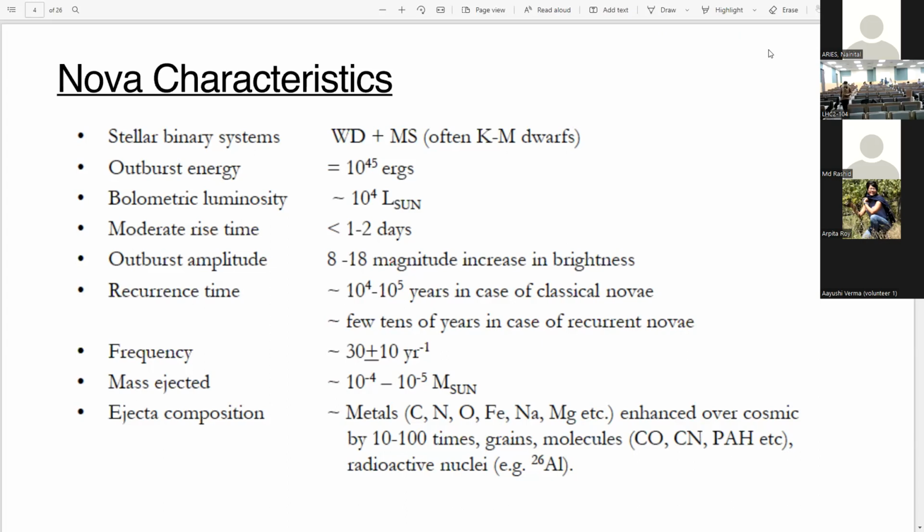Hi Ruchi, I just want to ask, what is the role of the magnetic field of the white dwarf in accreting matter from the secondary to the primary? These are non-magnetic white dwarfs, with a magnetic field less than 10^5 gauss, I guess. So we didn't consider any role of the magnetic field.